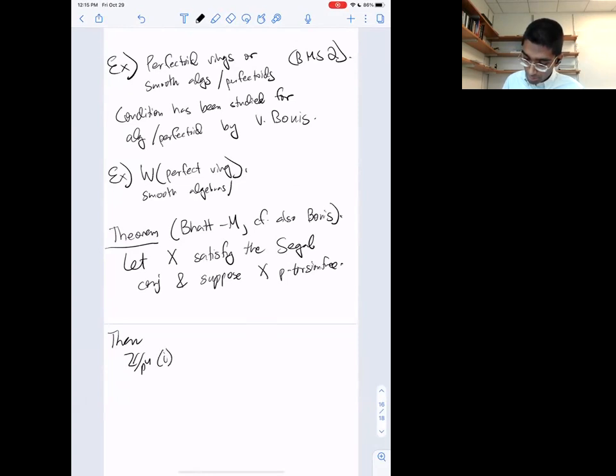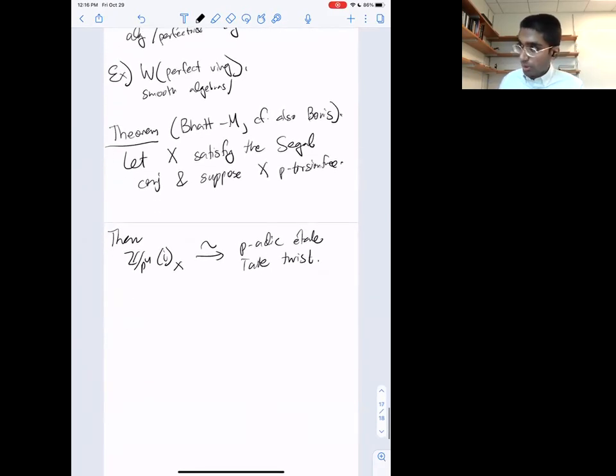So then Z mod p^n twisted by i on X is equivalent to the p-adic etale Tate twist. So if you satisfy the Segal conjecture, then the comparison map is an equivalence. In particular, this applies to say regular rings with mixed characteristic. Okay. So I still have some time, so maybe I can say a little bit about the proof of this result.